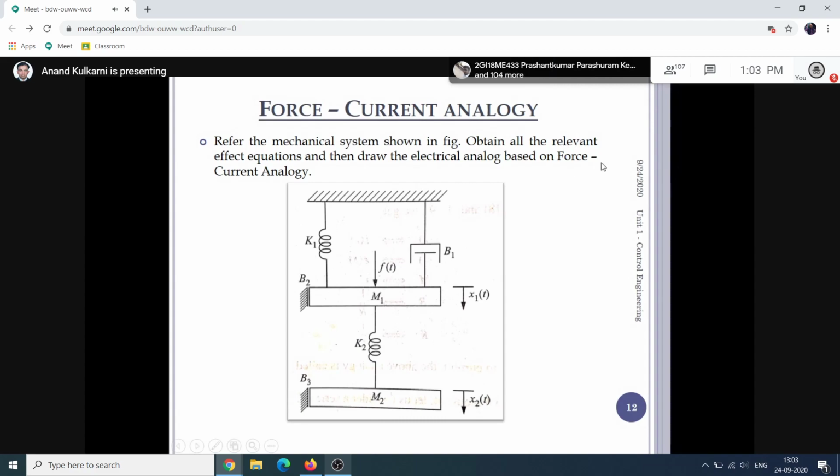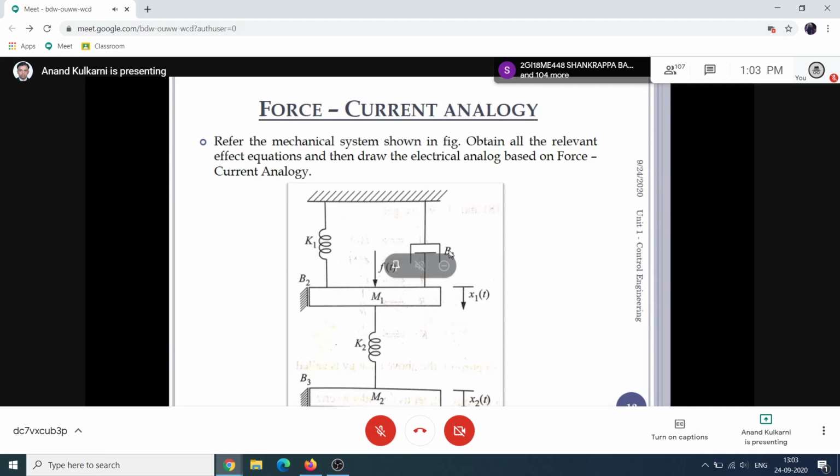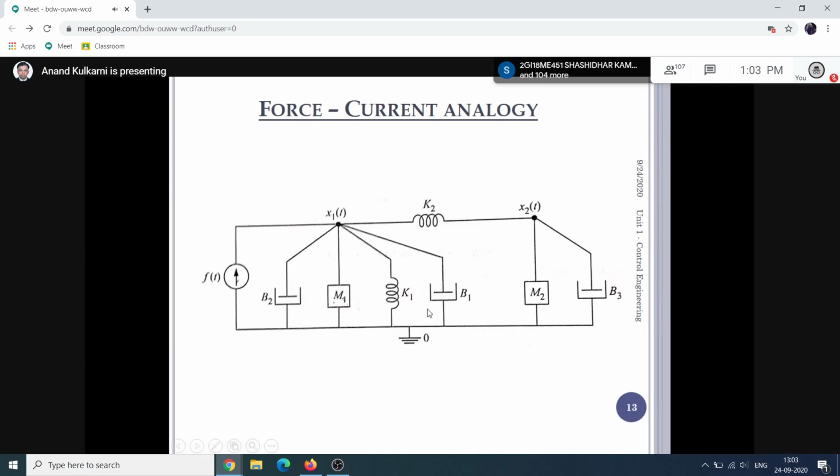It means they'll tell you on which analogy you'll have to draw. The drawing of the mechanical system will be given to you, and you'll have to draw a relevant or equivalent electrical system for it. So just observe this. We'll go to the next slide.